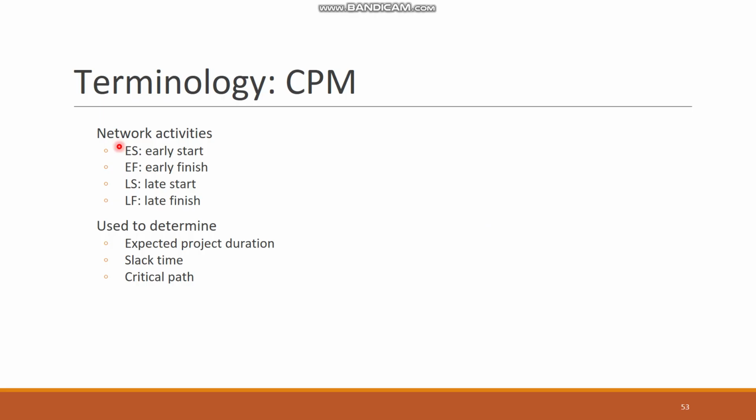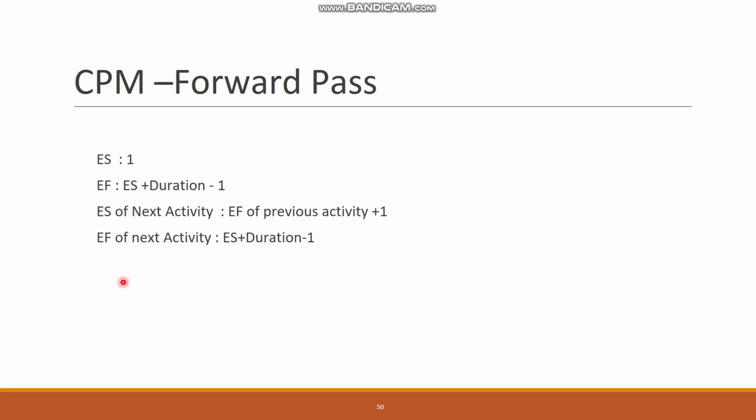So we'll use early start, early finish, late start, and late finish, and these are used basically to calculate the project duration, slack time, and critical path. So there will be two passes: one will be the forward pass and one will be the backward pass. Forward pass, early start time.